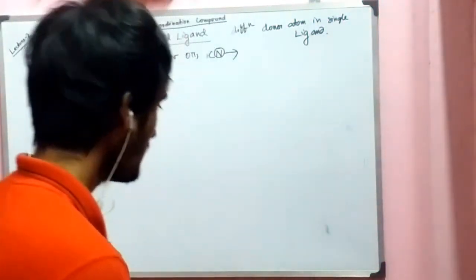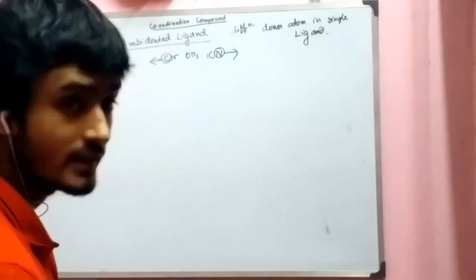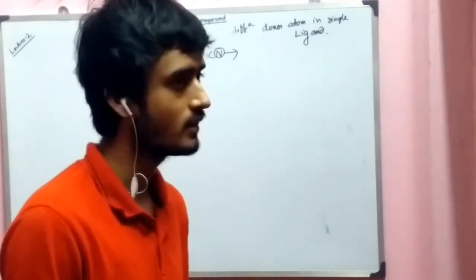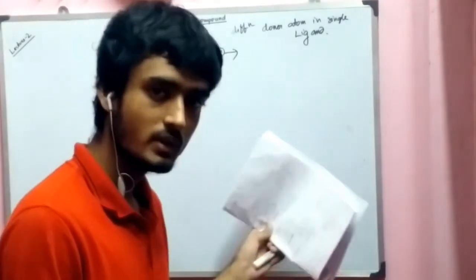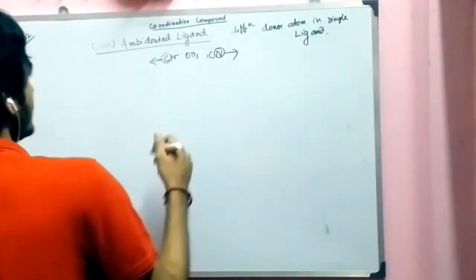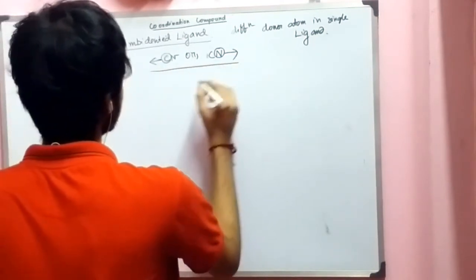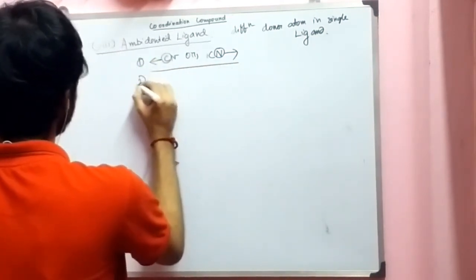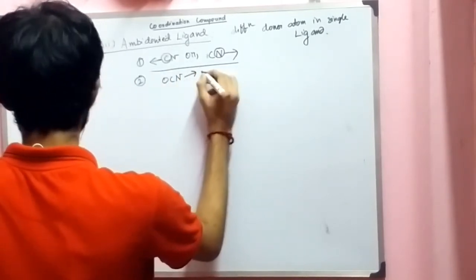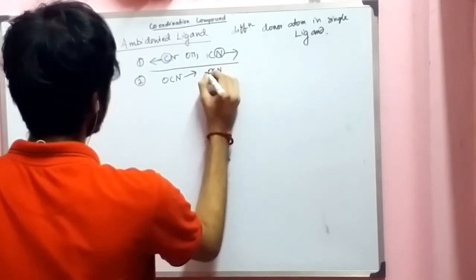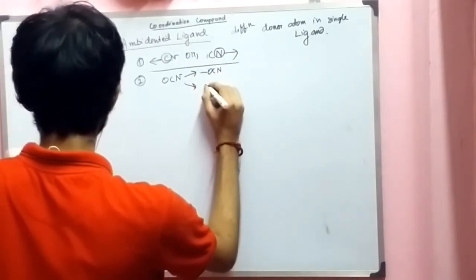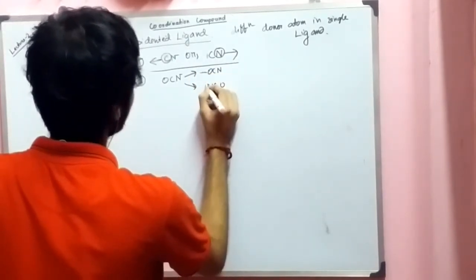Okay, so let me write the examples. The examples are very famous. You will have to just remember the examples. Do not rectify it, but if someone gives the examples, it should come to your mind instantaneously. I have explained this, this is the first. The second is OCN, 2 types: OCN through O, the bond is formed through O, and the second type is NCO, the bond is formed through N.